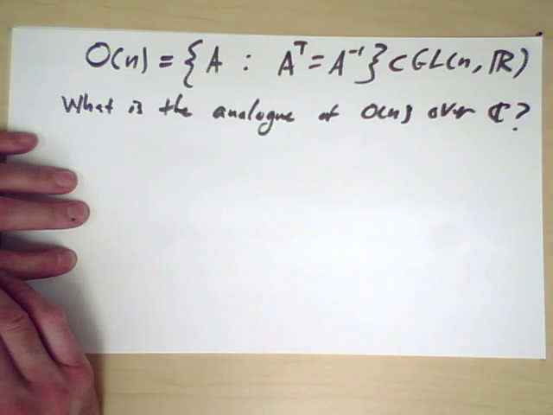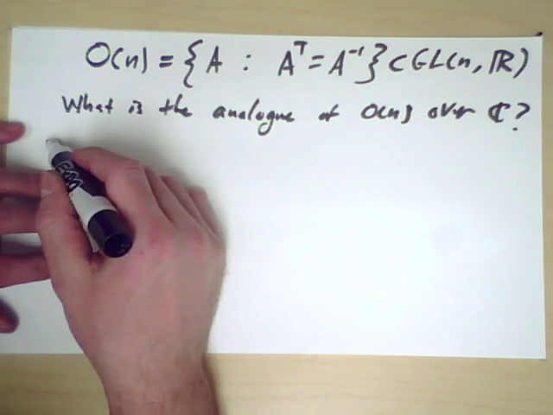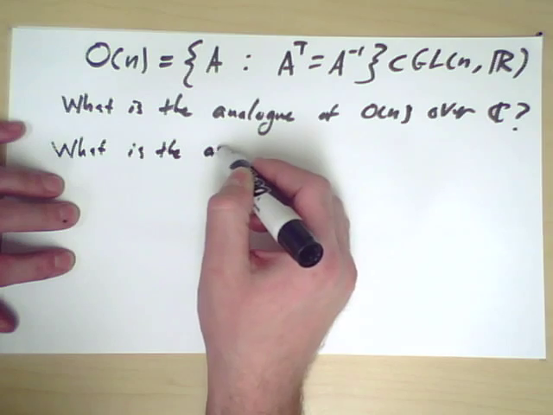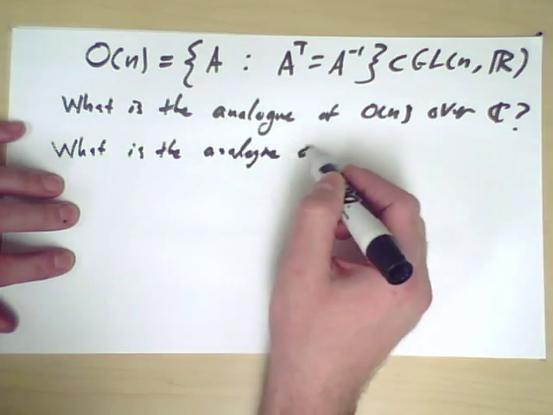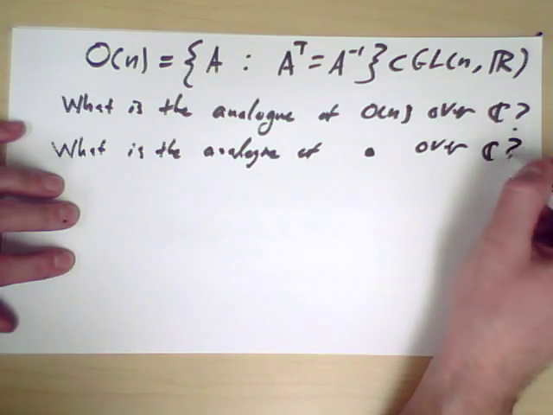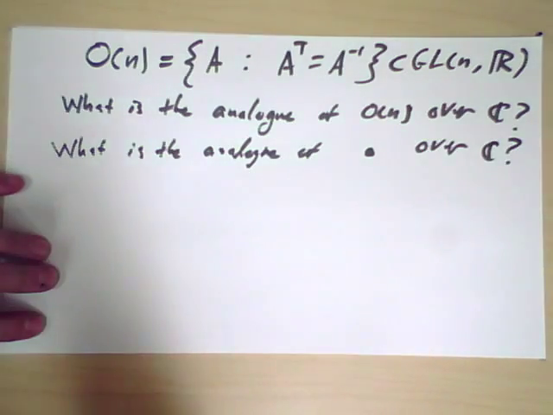Now, of course, the orthogonal matrices came from the notion of the dot product. So ultimately the question is, what is the analog of the dot product over the complex numbers? And the answer is actually quite simple.